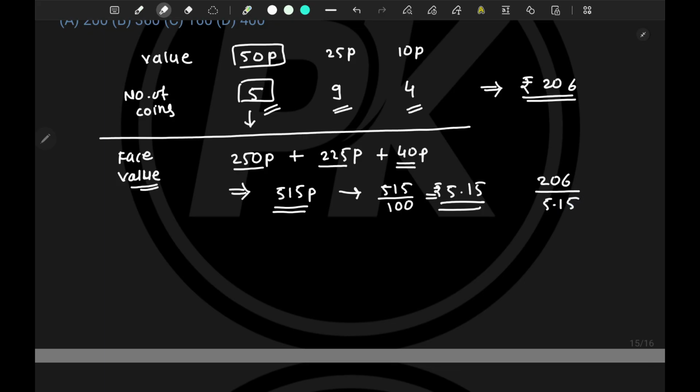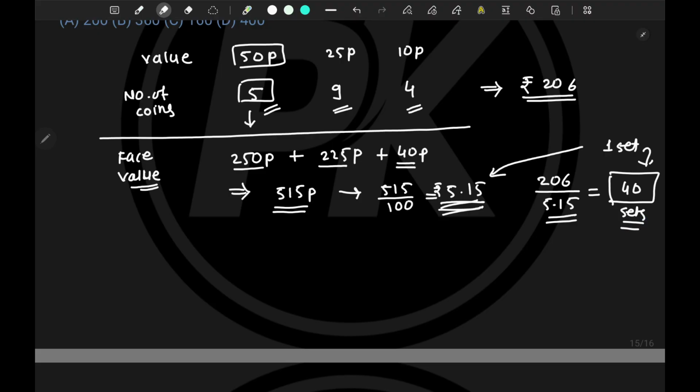So the number of sets will be equal to 206 divided by 5.15. Now what is 206 divided by 5.15? Okay, now do it in the background and tell me the value. Okay, so the value will be around 40, right? So in one set the value was 5.15 rupees, and such 40 sets are there.